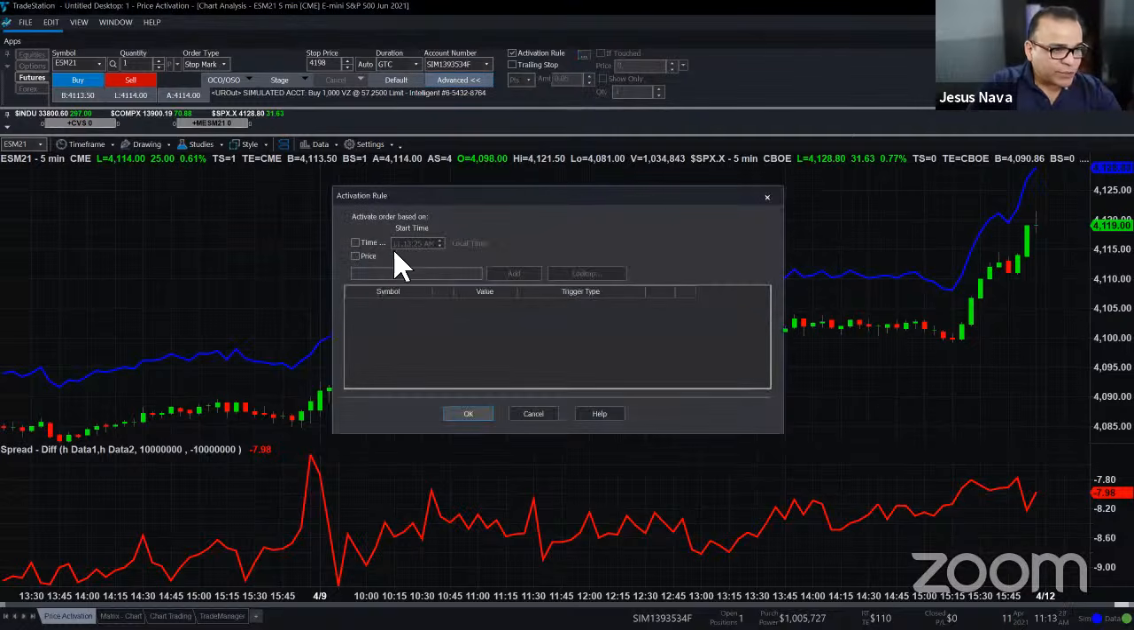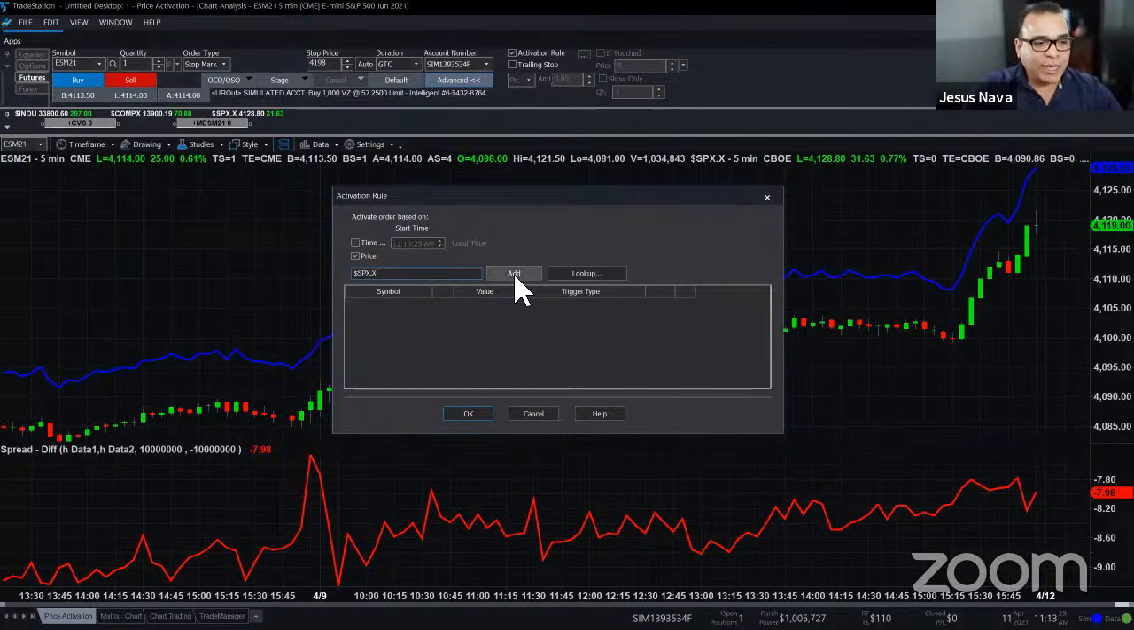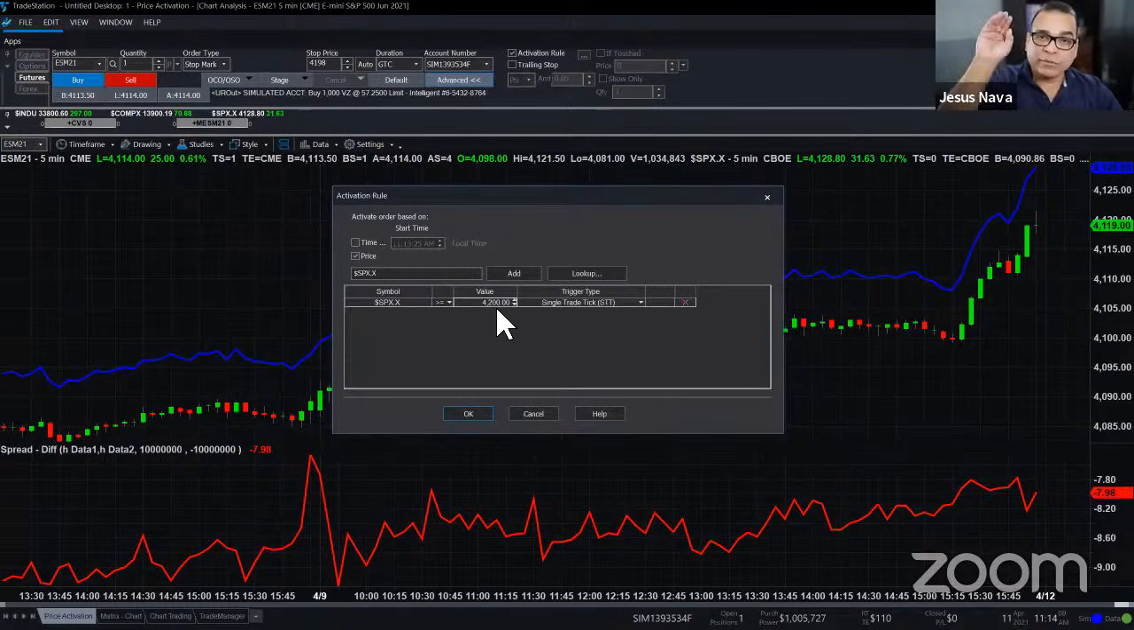My condition is going to be set on a price, and I'm going to type in the symbol of the instrument that I'm going to be looking at, which is the S&P index. I'm going to be adding that as a condition, and I want the S&P index to be trading at or greater than, and I'm going to put in my condition right here, 4,200. We're looking for the S&P index to make that new high. Oh, that's not 42,000, it's 4,200. All right. So we're waiting for the S&P 500 to reach that high.